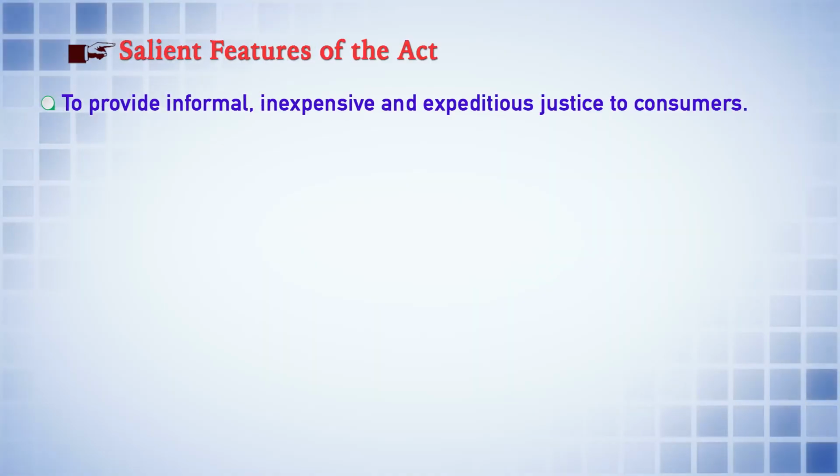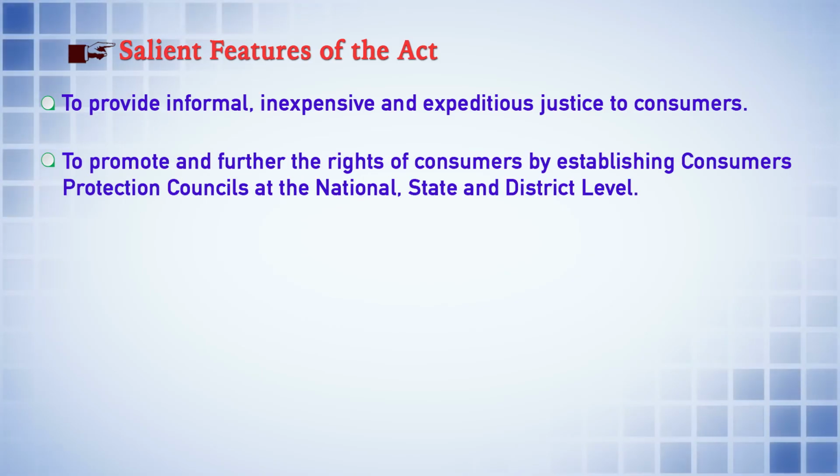Now we slowly move into the other salient features of the Act. What are the salient features? The salient features are to provide informal, inexpensive and expeditious justice to the consumers who are affected by the practices adopted by traders and service providers. Then also to promote and further the rights of the consumers by establishing Consumer Protection Councils at the national, state and district level.